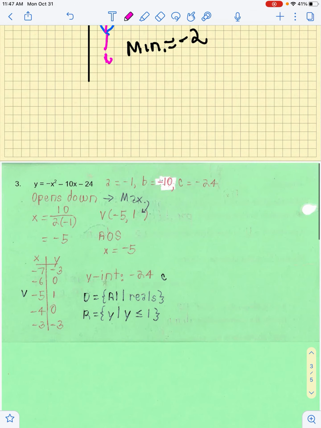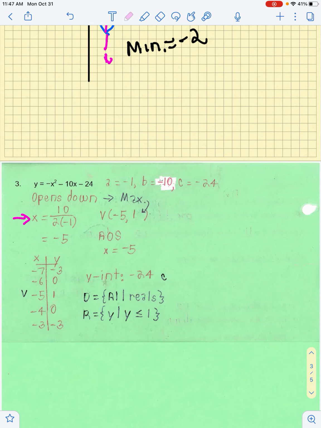Let's look down to number 3. This time we have a quadratic function where a is negative. A is -1, b is -10, and c is -24. Because a is negative, our parabola will open down, and if a parabola opens down, our vertex will be a high point. To find our vertex, we take the opposite of b, which would be 10, over 2 times a. 2 times -1 is -2. So that means the x-coordinate of our vertex is -5.